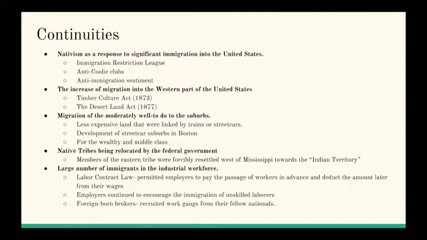Lastly, another continuity is a large amount of immigrants in the workforce. As the demand for factory labor grew, many immigrants came to the United States to find new economic opportunities. The labor contract law permitted employers to pay for the passages of the workers, and later would deduct the cost from their wages. Foreign-born labor brokers also encouraged the immigration of unskilled workers into factories.